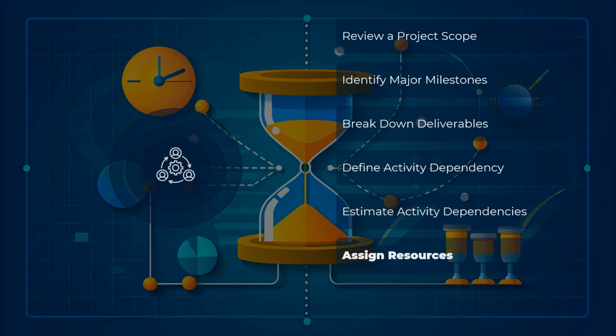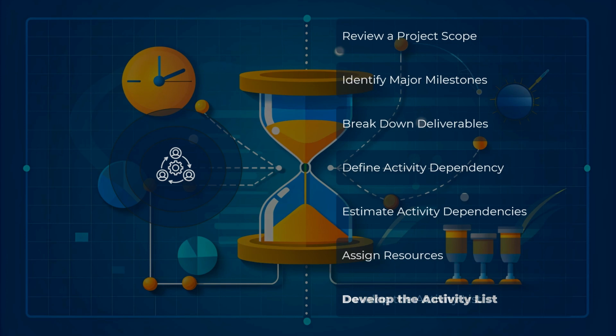The next step is to assign resources to each activity. Resources can include team members, equipment, materials, and budget. Assigning the right resources ensures that each activity has the necessary support to be completed effectively and efficiently. Finally, develop the activity list. This is a comprehensive document that includes all identified activities, their dependencies, durations, and assigned resources. The activity list serves as a detailed guide for project execution and helps in tracking progress and managing the project schedule.